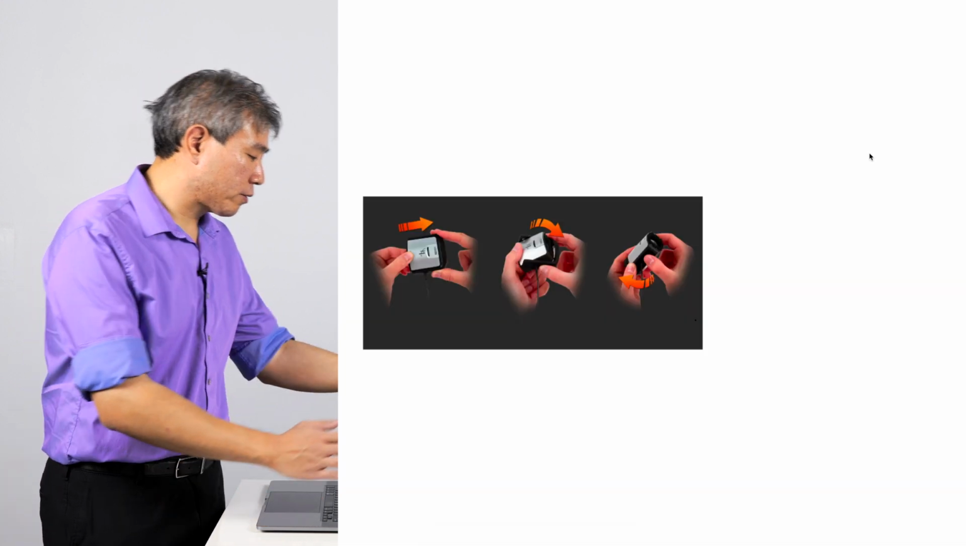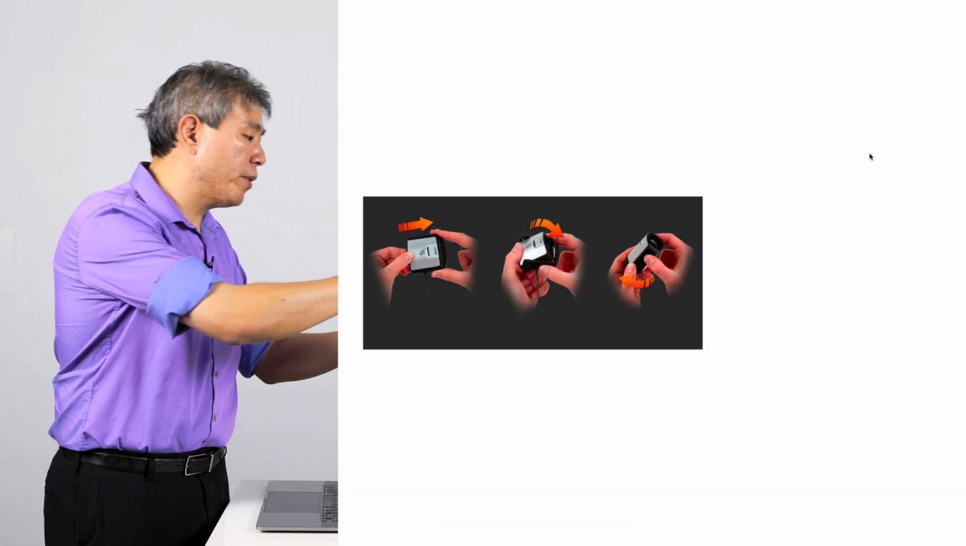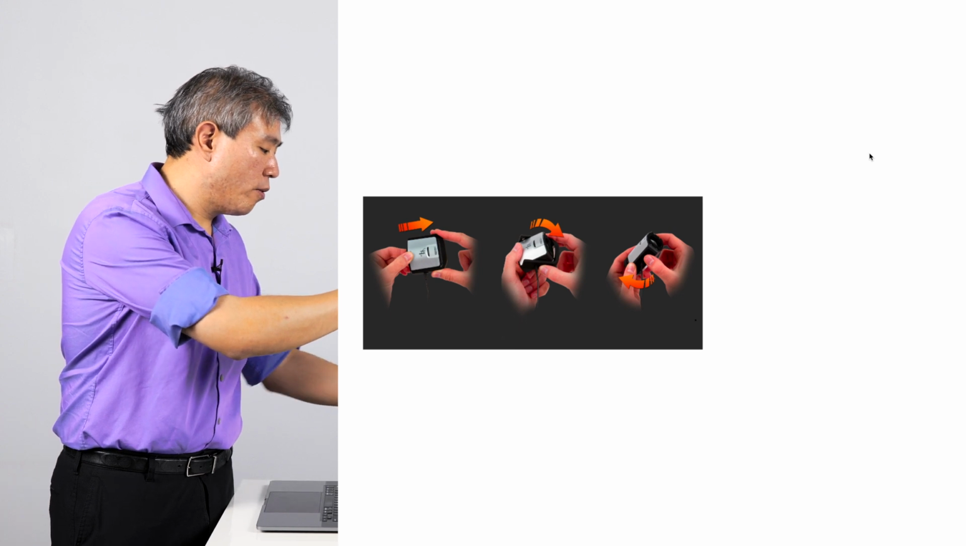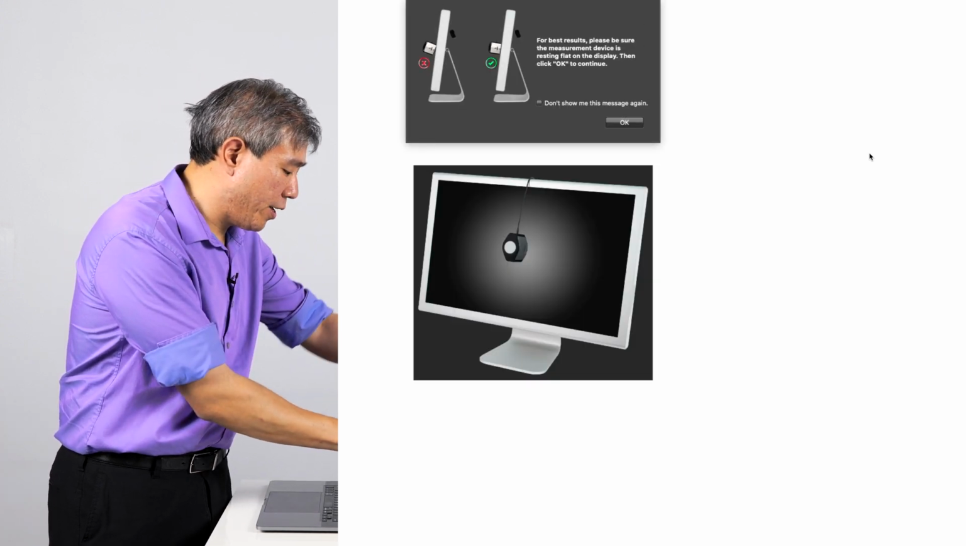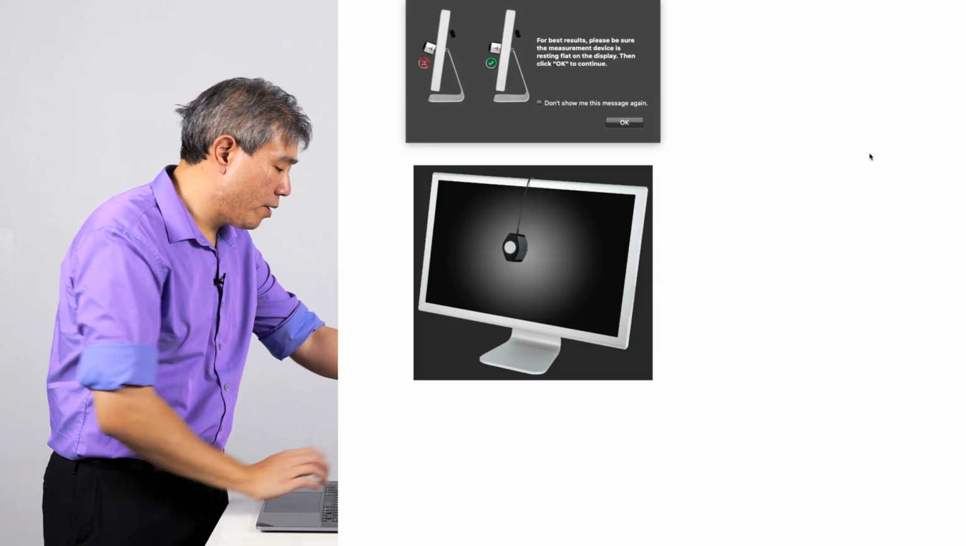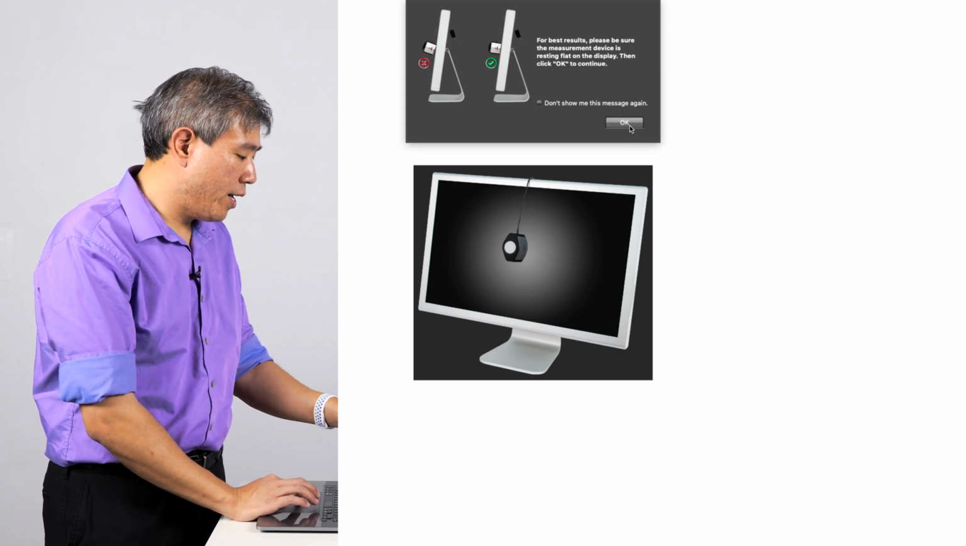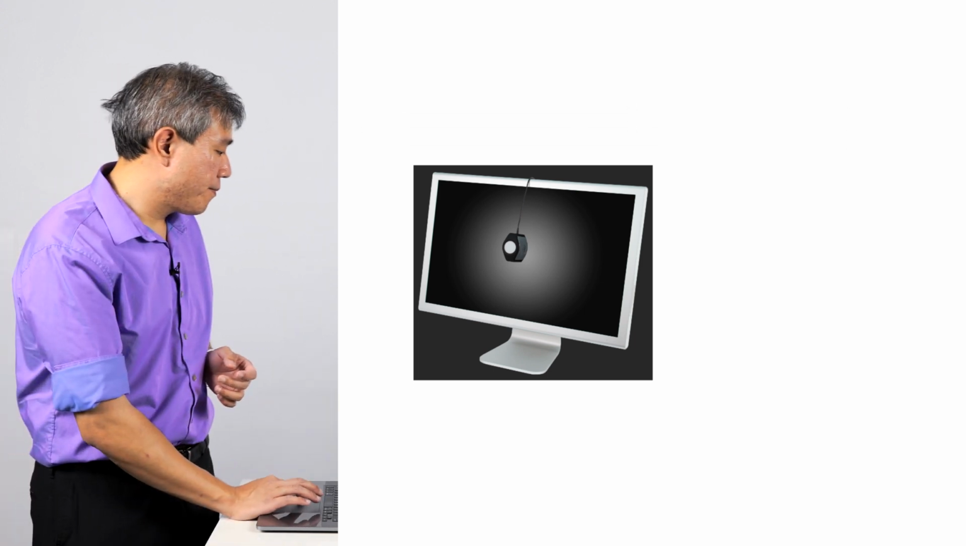So from here, at the bottom I'm going to click on measurement, and then click on start measurement. I'm going to put the colorimeter, or whatever device you have, on the display. We'll have it hanging from there, and then click OK and start measuring.